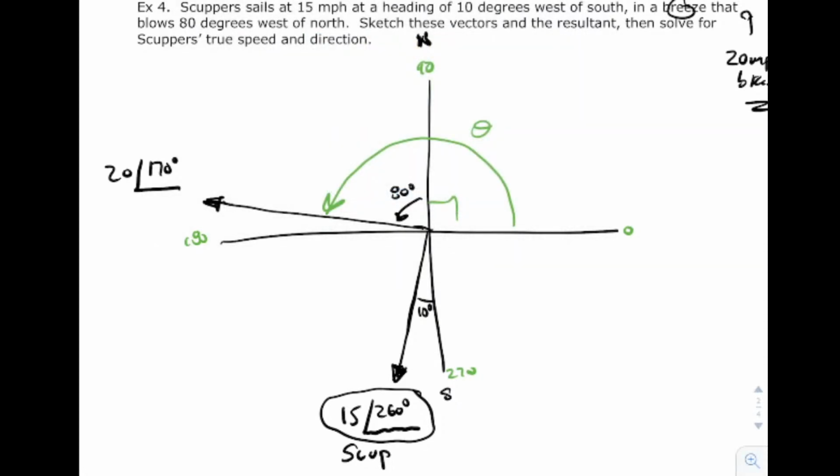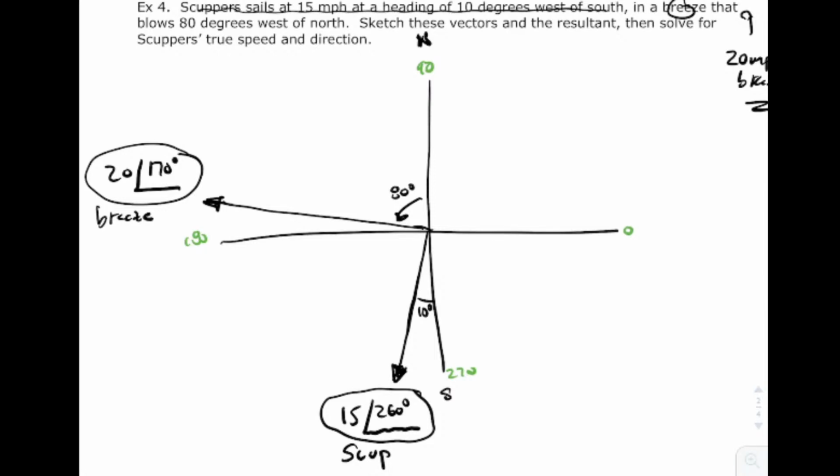And then this is the breeze. So you get Scup and you get the breeze. Okay, cool. Back to our question. Scupper sails 15, heading 10. Got it. In a breeze that goes 20. Got it. 80 degrees west of north. Got it. Sketch these vectors. Did it. Now the resultant. Okay, that's where I get out my red pen.